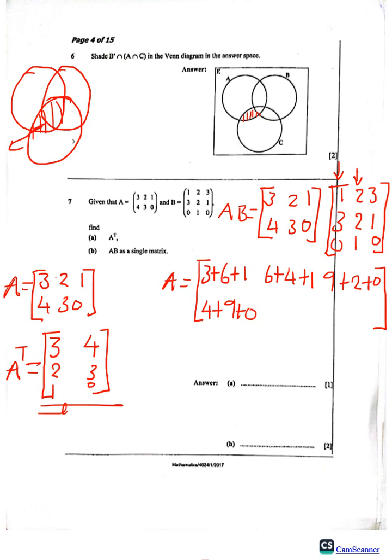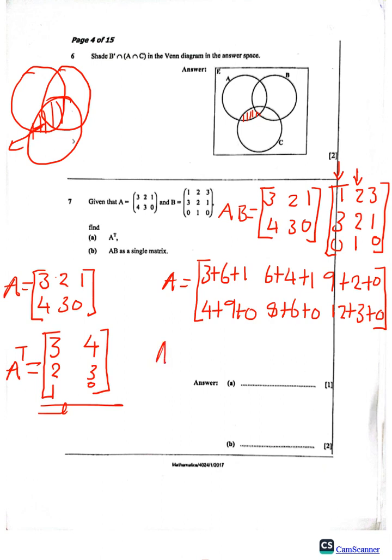We move to the second column. 4 times 2 is 8, plus 3 times 2, 6, plus 0 times 1, 0. Go to the last one. 4 times 3 is 12, plus 3 times 1 is 3, plus 0.